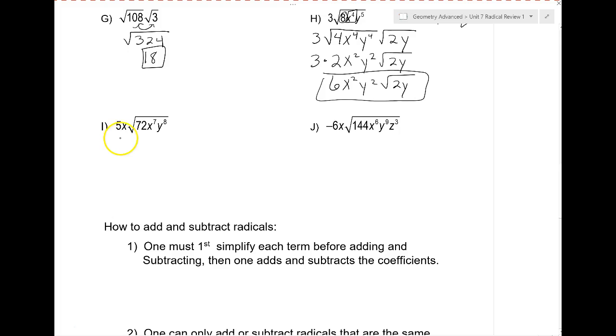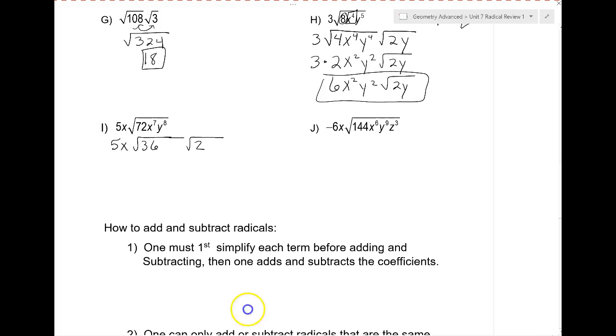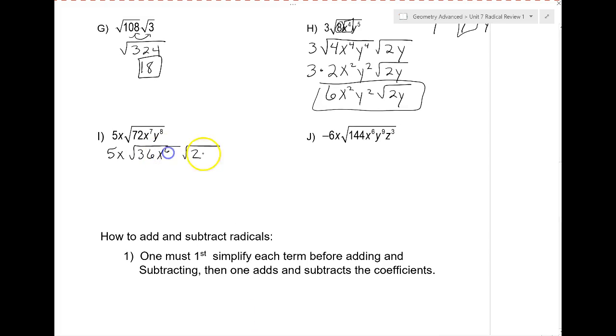But let's try the next one. Again, I'm going to look at it and see if I can find my perfect square numbers. Well, I look at 72. Well, the largest perfect square number that comes out of 72 is 36, but 2 remains. I have x to the 7th. That's an odd, but that's okay. I can just take 1 away from 7 and get x to the 6th, and that leaves an x here. Then I have y to the 8th.